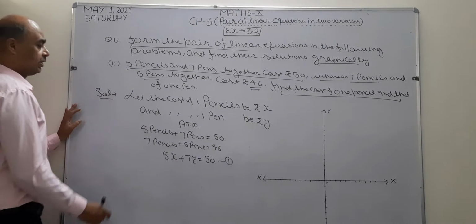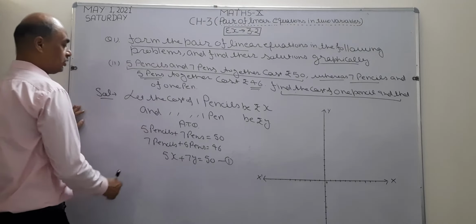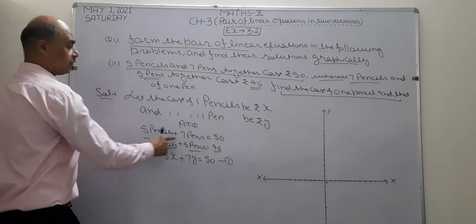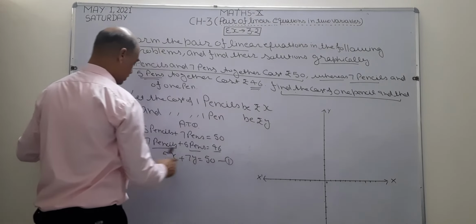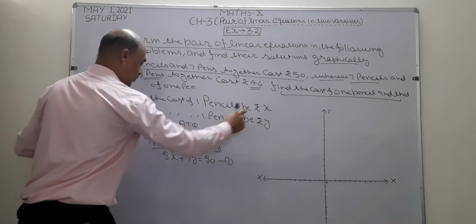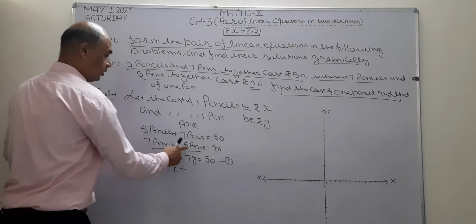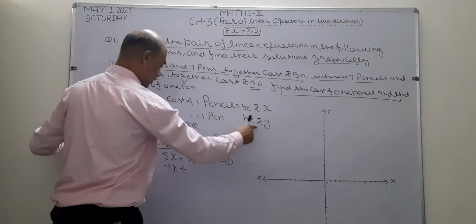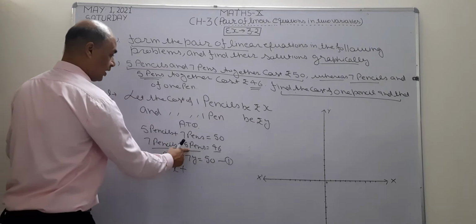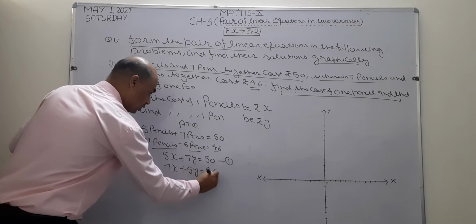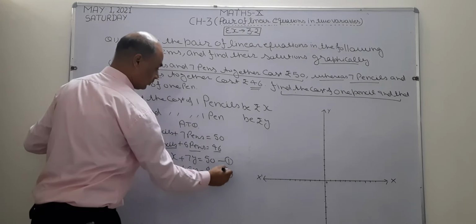Now I am going to solve its second part. In the second part, what is given? 7 pencils plus 5 pens cost 46. If the cost of one pencil is x rupees, it means the cost of 7 pencils becomes 7 into x, 7x. After that, the positive sign is there. The cost of one pen is y rupees. Here how many pens are there? 5 pens. It means 5 into y, 5y, equal to 46. This is the second equation.